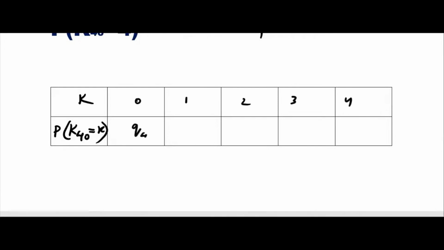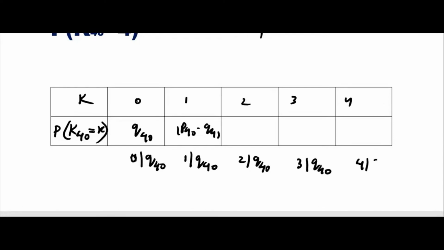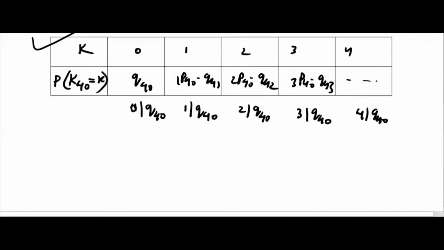You write Q40, P41, Q41. For this one, if you want, you can write 1 deferred Q40. This one will be 0 deferred Q40. This will be 1 deferred Q40, 2 deferred Q40, 3 deferred Q40, 4 deferred Q40. That way it will continue. P42, Q42, P43, Q43. That way it will continue. So these tables are very, very important.